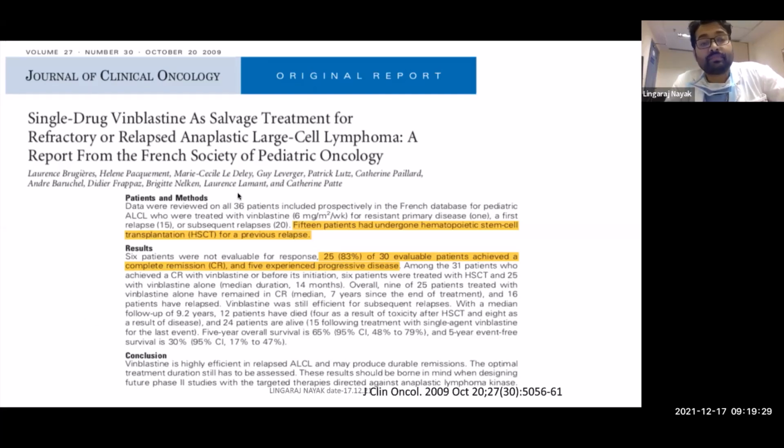vinblastine. So this paper actually led to the enthusiasm of adding vinblastine upfront, and you see it failed. So that's the biology of vinblastine. If you are using it in a relapse setting, you get phenomenal responses, and if you use it in an intensive backbone, there is no difference.